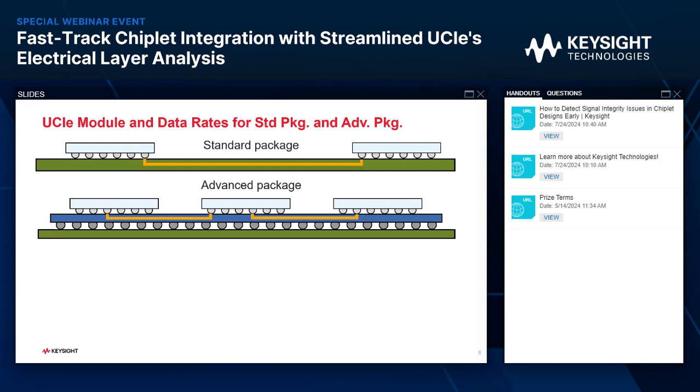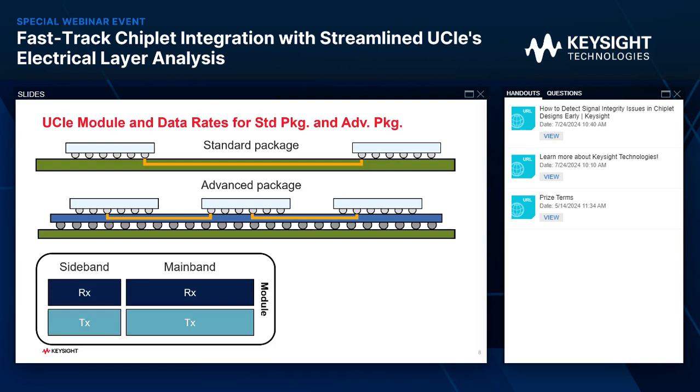Everything started with two different package types, the standard package and an advanced package. Now for each package, they have the same basic unit, that is the module. In the module, there's a main band and there's a sideband, which we'll discuss a little more later. And for the data rate, we have a selection from 4 gigatransfer per second, 8 gigatransfer per second, all the way up to 32 gigatransfer per second.